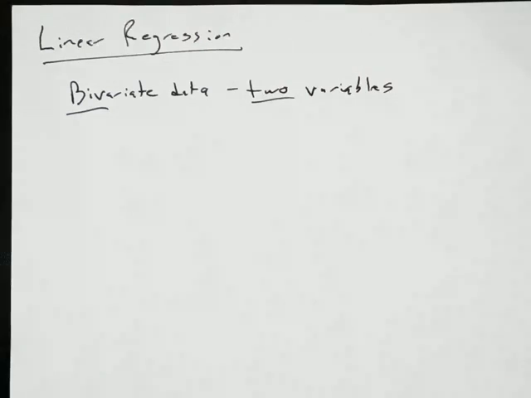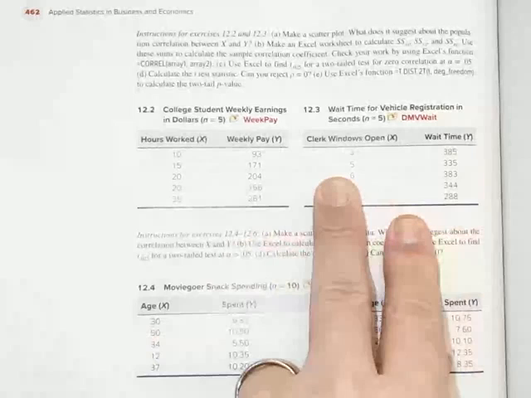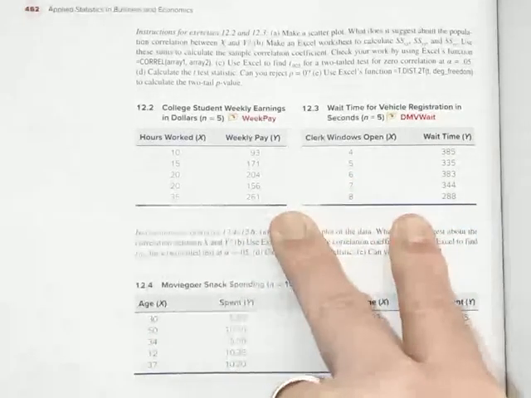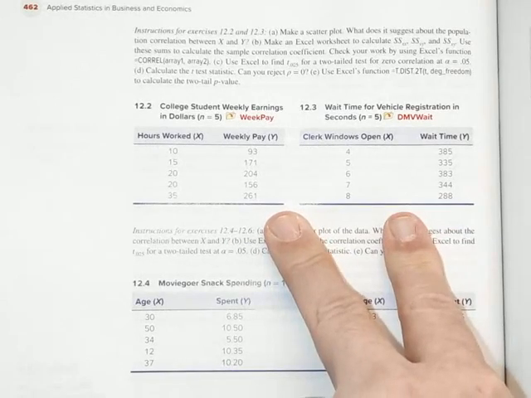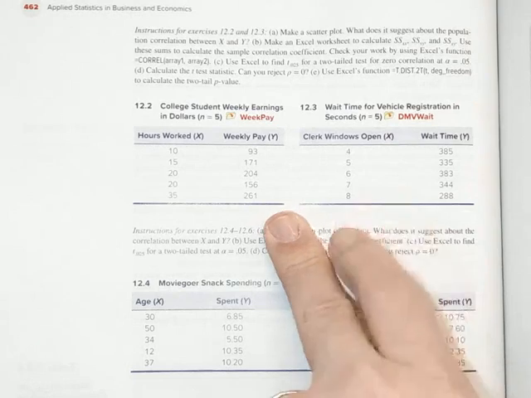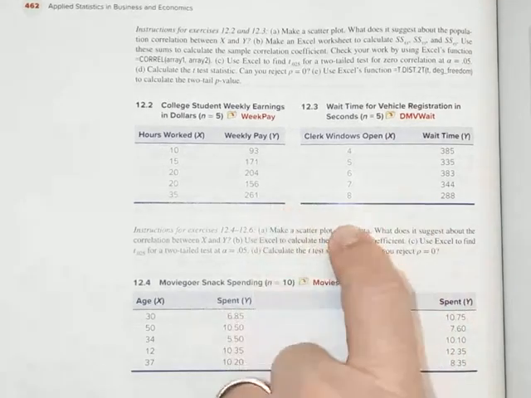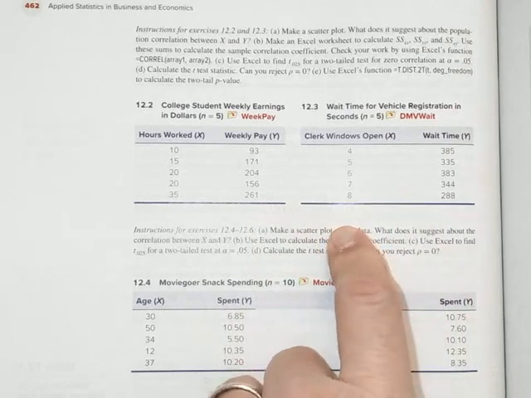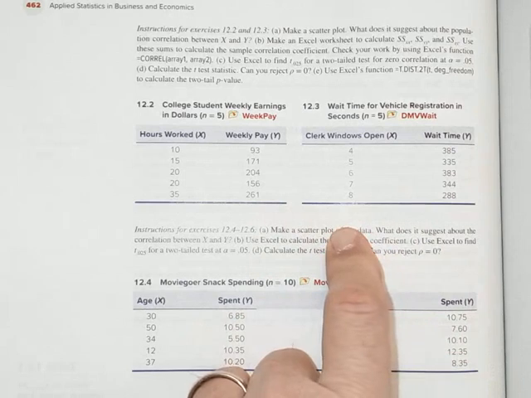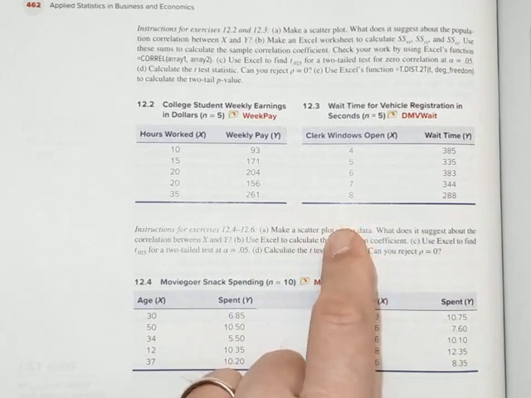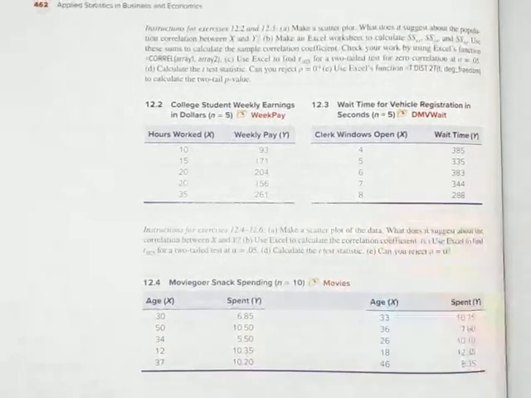Page 462, table 12.3. How long do you wait at the DMV? A long time, right? But it depends on how many clerks there are, how many windows are open. So this person went and looked at different times and counted how many windows were open and what the wait time was based on the number of windows being open. I'm going to use this data to start with.